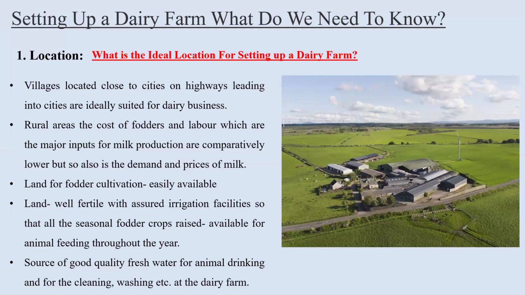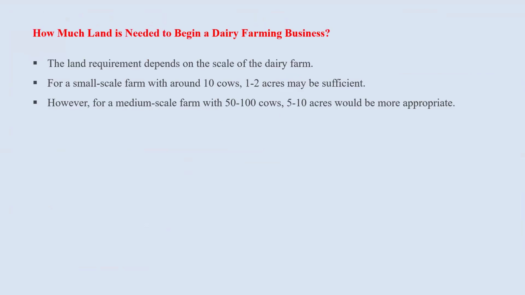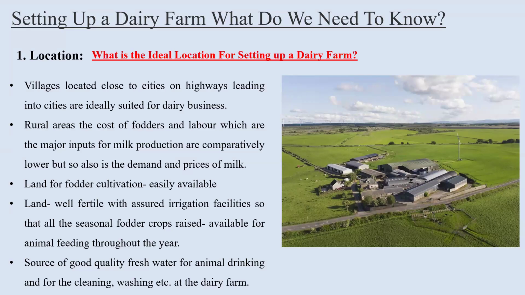So in our mind, the first objective that comes to mind is location. In the location, we can generally categorize into two types. One is the ideal location for setting up a dairy farm, and another one is the land required to set up the dairy farm. The first one is the ideal location for setting up a dairy farm.